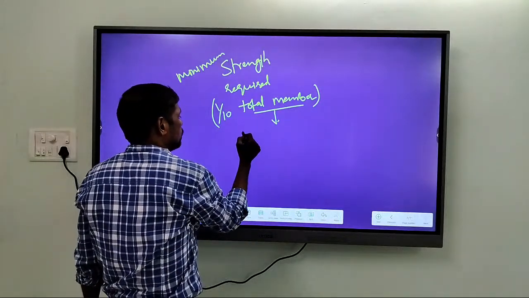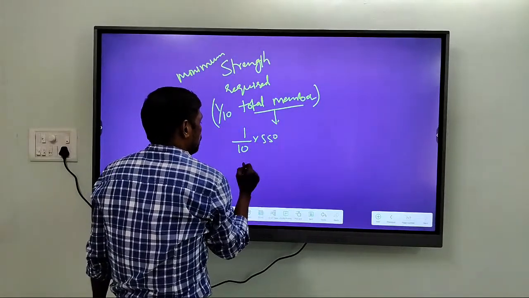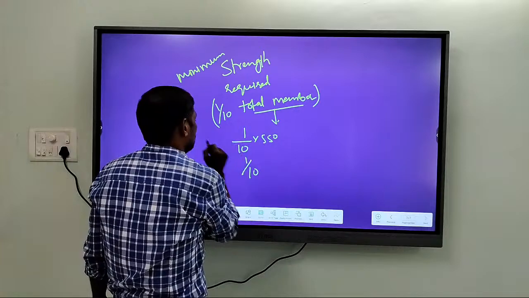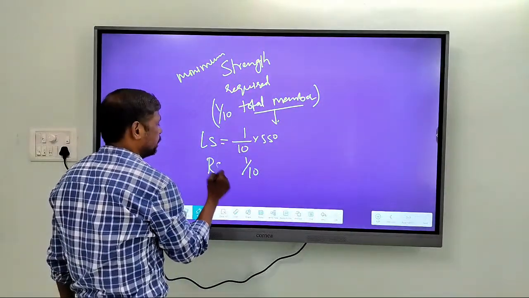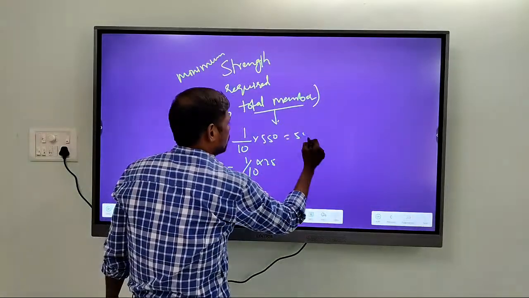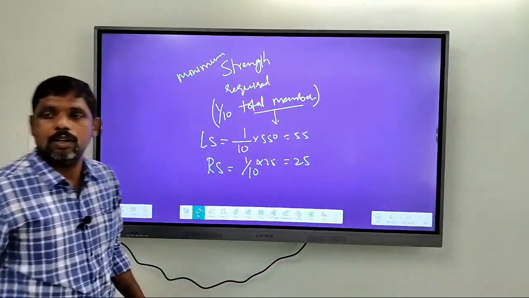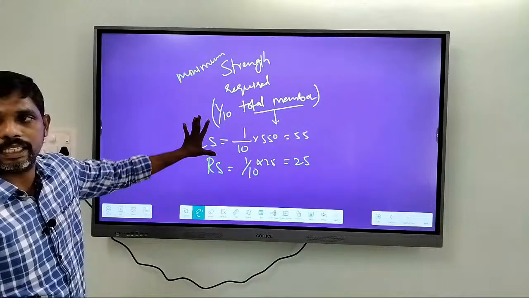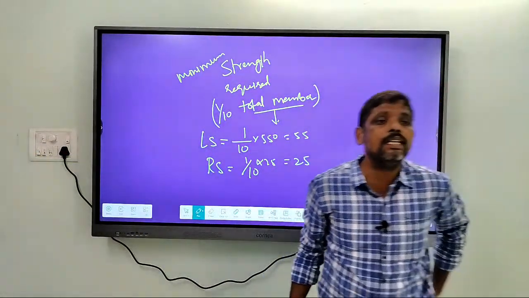So in case of Lok Sabha, it is 1/10 of 550. In case of Rajya Sabha, it is 1/10 of 250. So it is 55 in case of Lok Sabha, and it is 25 in case of Rajya Sabha. So this is the minimum strength that is required to start the business in the house.